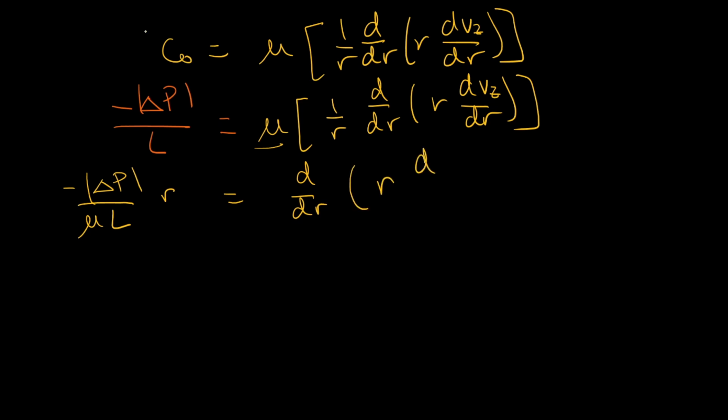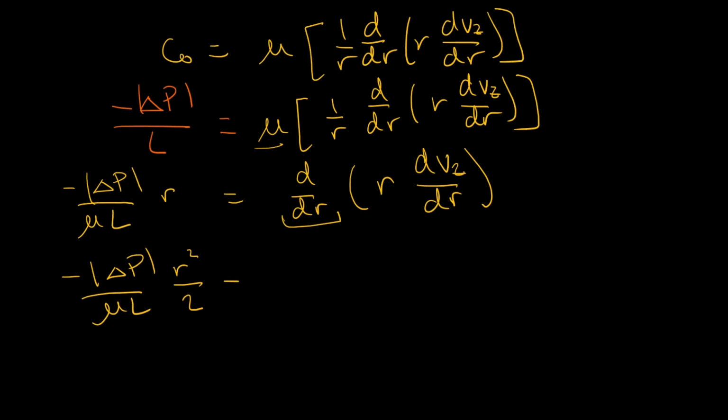d/dr of r dvz/dr. We can integrate both sides. So we have a constant term. This r turns into r squared over 2. And we also have a constant whenever we take this integral. So let's change it to add a new constant here. I'll call that C1. This is going to be equal to r dvz/dr. So we just got rid of this term right here. And next we can again divide by r. So let's solve for this last term here.